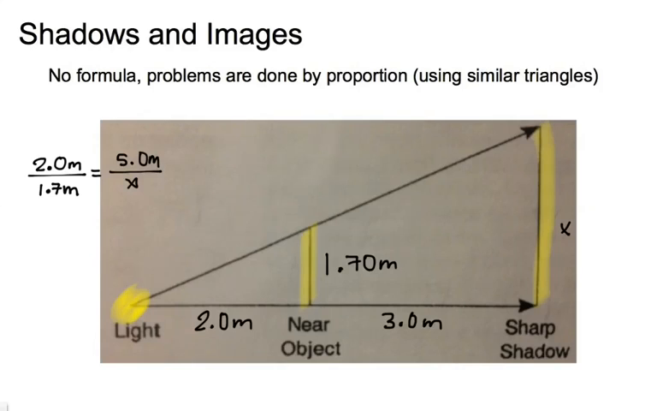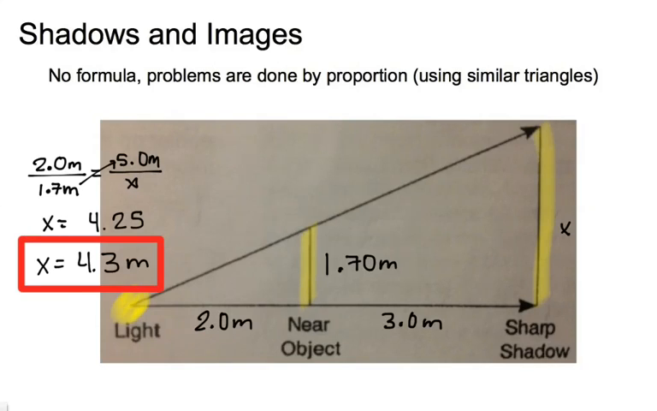is going to be. So we solve this proportion, so it's 1.7 times 5.0 over 2.0, that's going to be 4.25, and we are using two sig figs in here, so x is going to be equal to 4.3 meters. Let's go to our next example.